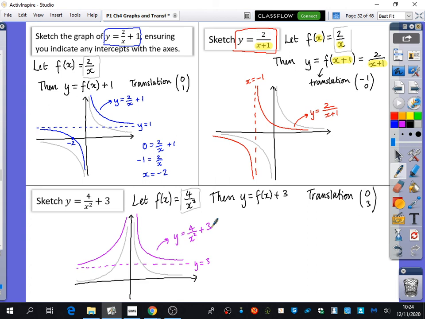So the blue one and the purple one are both shifting up. The red one is shifting left. The reason that's happened is because this one was inside the brackets, which is the left and right. These ones, f of x had the plus 3 and the plus 1 outside the bracket, so it was shifting up and down.